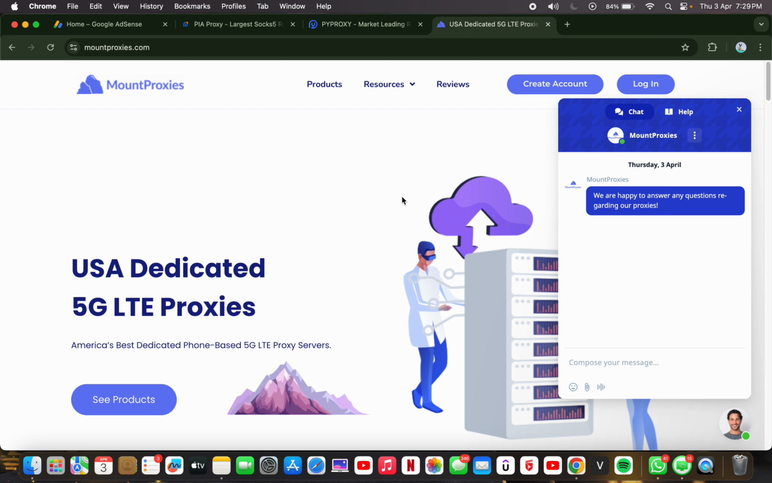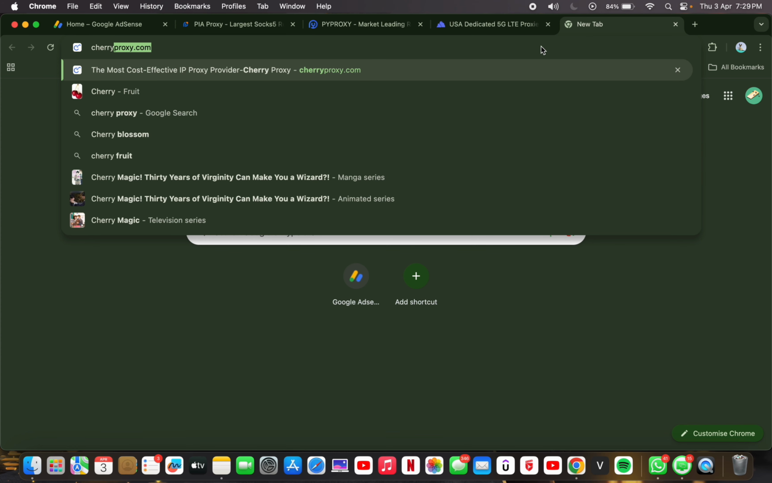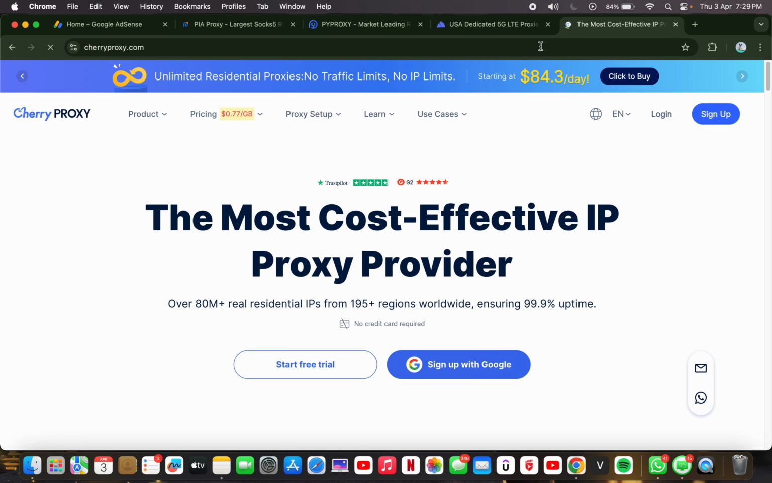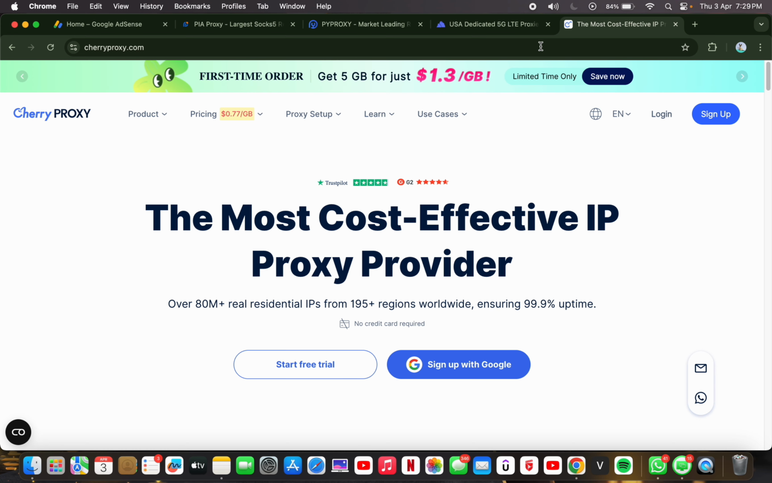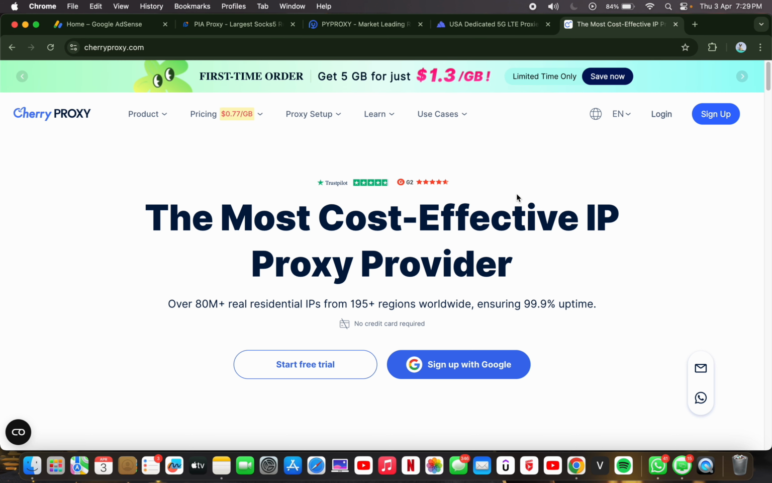Now the last proxy for the cheapest section is going to be Cherry proxy, which is a proxy many of you are familiar with. Before, it was named 360, but they actually changed their name to Cherry proxy. So this is for the cheapest proxies you can afford and still get quality results.